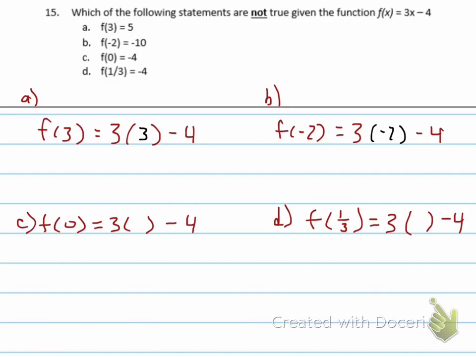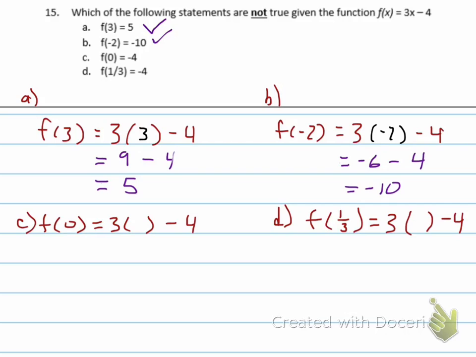So, I'll do these in purple. So 3 times 3 is 9 minus 4, which equals 5. Check. That's what it's supposed to equal, right? So not 3. When we plug in 3, 5 pops out. Negative 2. 3 times negative 2 is equal to negative 6 minus 4. I could see people getting this wrong, but the signs are the same, so we combine them. It's negative 10. So check.